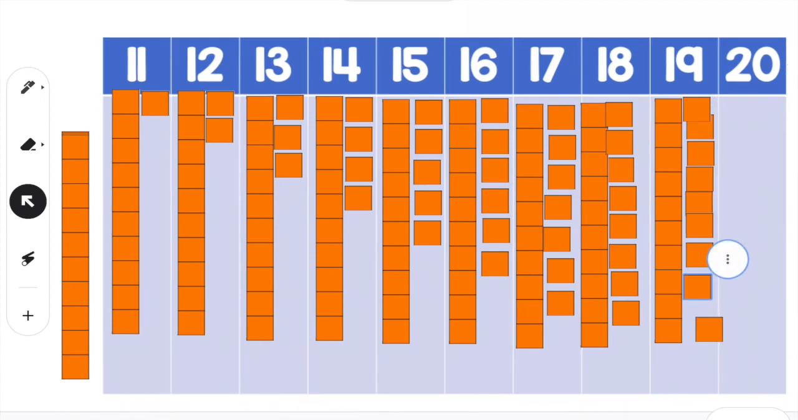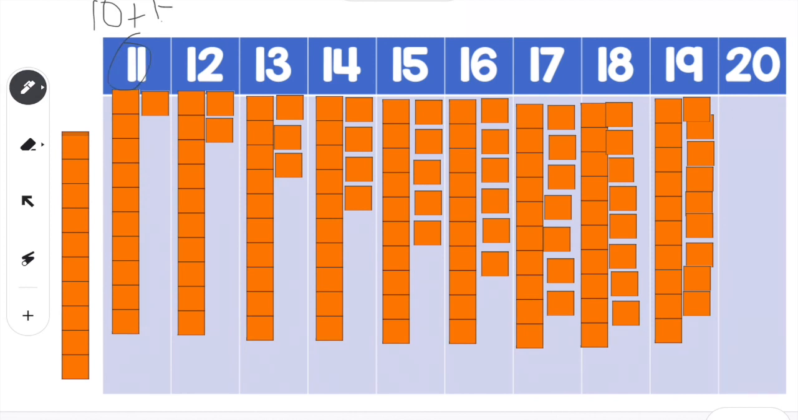It's the number 20. I know in my brain that 10 plus 1 equals 11 because there's a 10 group here, and I added one more. I know that 10 plus 2 equals 12 because I have 10, 11, 12. 10 plus 3 equals 13 because we have 10, 11, 12, 13.